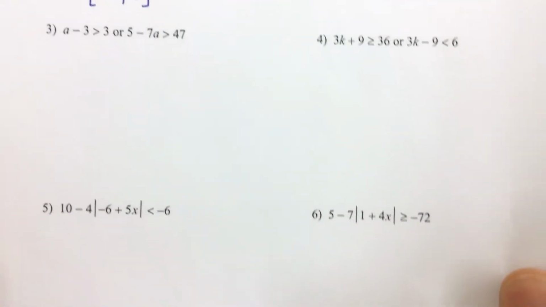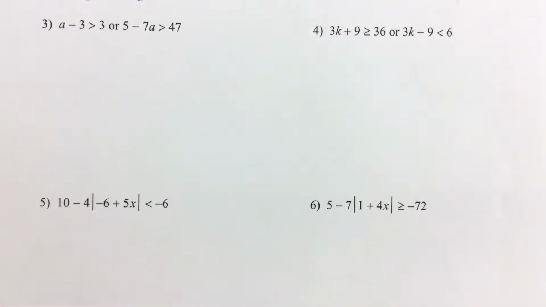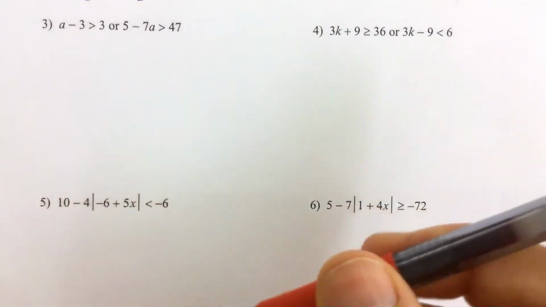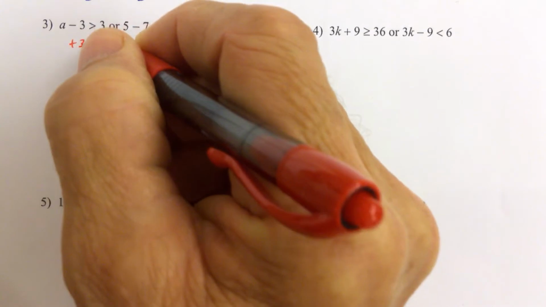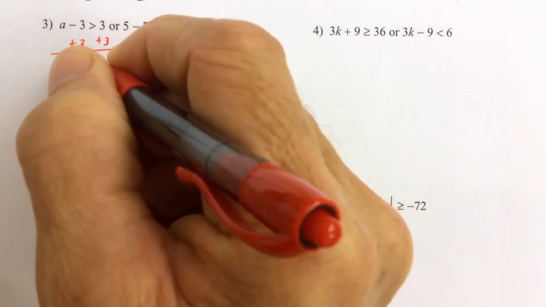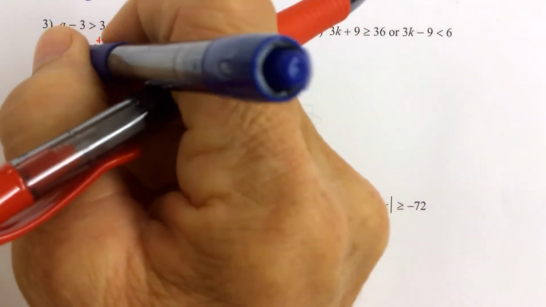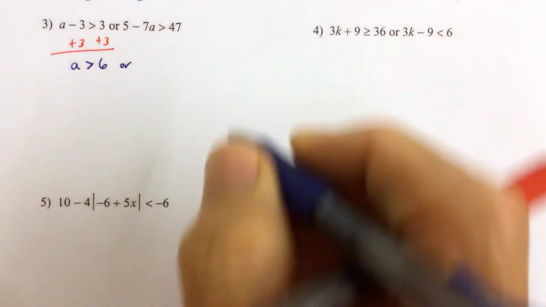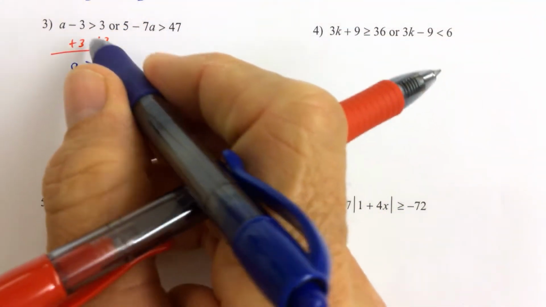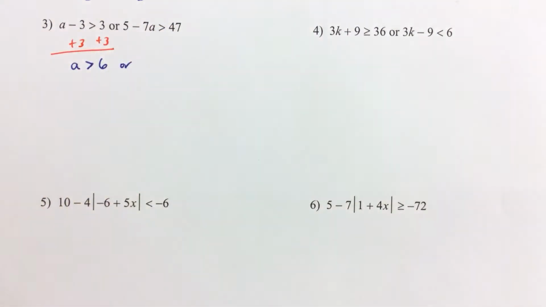All right, problem number 3. We could see we have the OR statements for problems 3 and 4, and with the OR statements, those give us a little bit of a different look than numbers 1 and 2, but we have two different inequalities we want to solve. We want to add 3 to both sides of this inequality here, and then we get a is greater than 6. Or, so all the real numbers that are greater than 6 would make this inequality true.